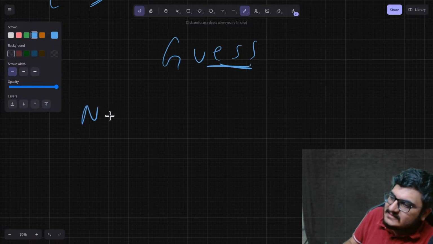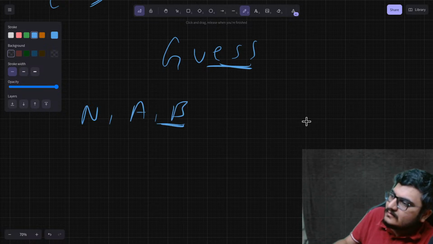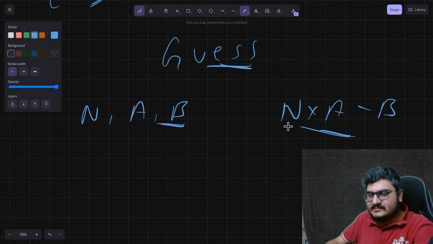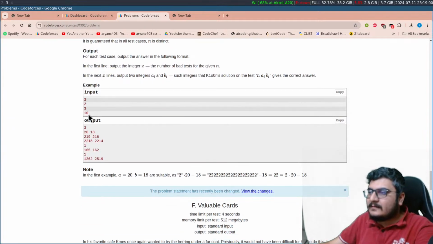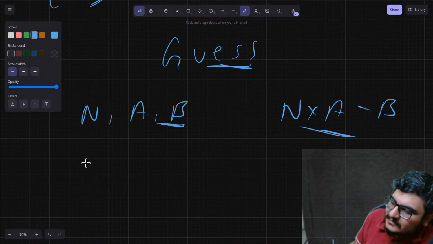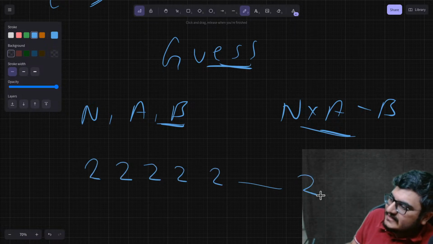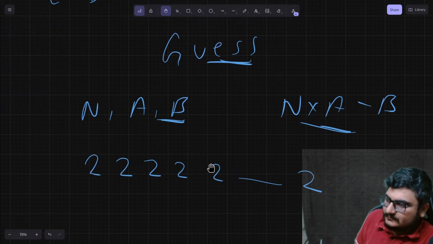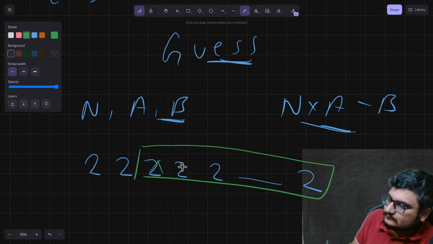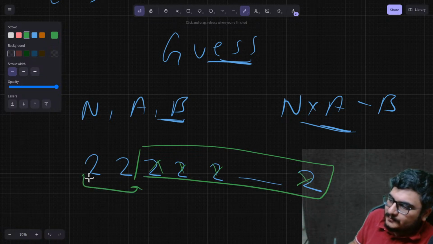The problem statement says we have some integers n, a and b. One value we can find is this value here. Let's just take some examples that will make it easy. Let's pick n as 2, a as 20 and b as 18. So 2 multiplied by 20 is written like this: 20 times the character like this. And then you subtract 18 characters from here. Whatever value remains is 22.